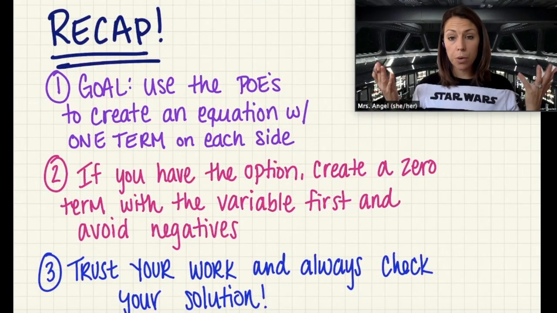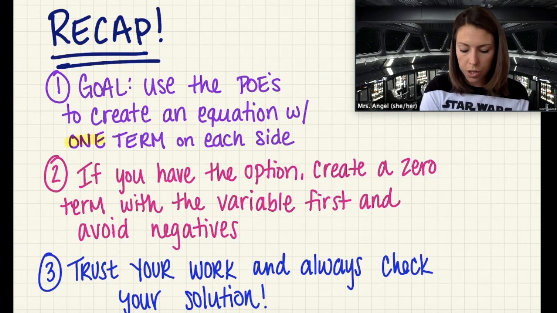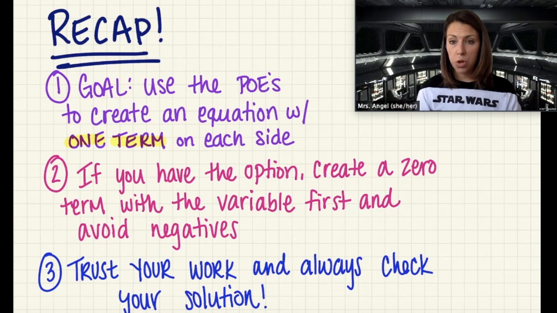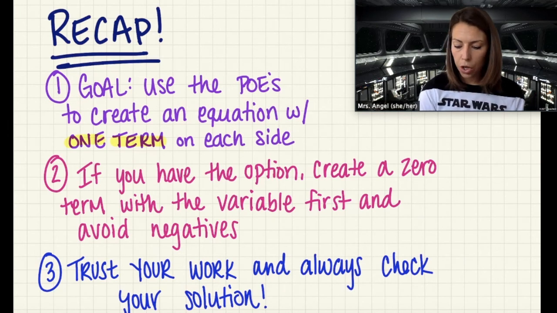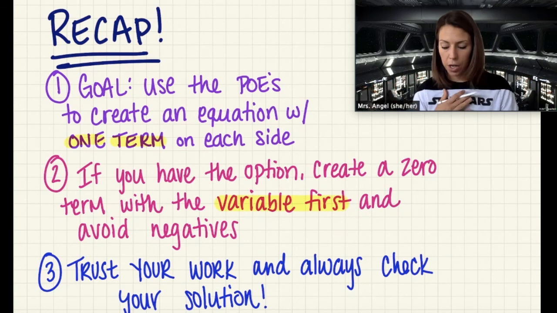Okay, so let's just do a quick recap before you leave and start working on problems on your own. Number 1, the goal is to use the properties of equality, addition, subtraction, multiplication, division, mostly addition and subtraction, to create an equation that has one term on both sides. If you can get it down to a single term and a single term, your work's going to be pretty simple from there. If you have the option, please try to create a zero term using the variables first. That's just an option, but it's, again, what I like to do. I like to collect my variables to one side.